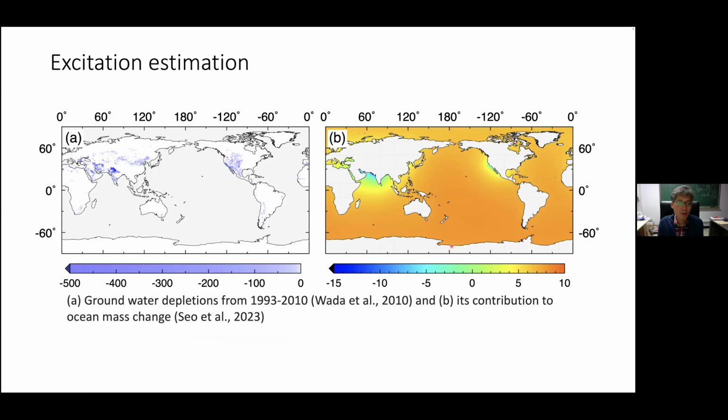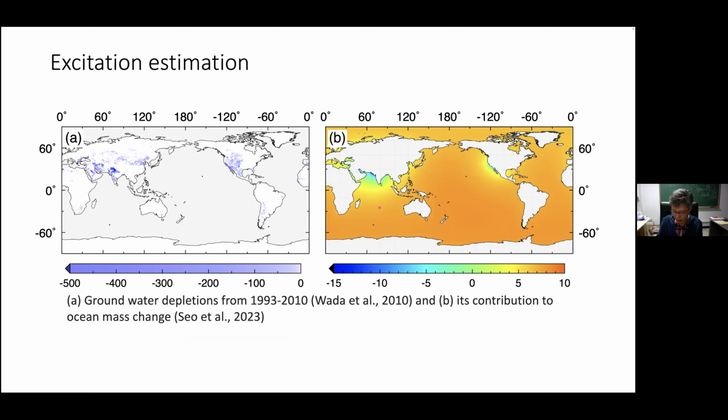Okay, I want to explain briefly how I estimate polar motion excitation. So this is a case of groundwater depletion. You can see I obtained this data from the WADA model. You can see huge groundwater depletion in northern India, some parts of China, the Middle East, and the United States. And this is only for land mass change. But as I talked to you before, based on land mass change and sea level fingerprint theory, we can estimate ocean mass change.